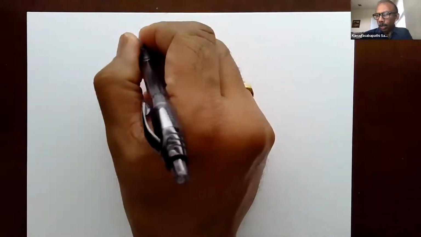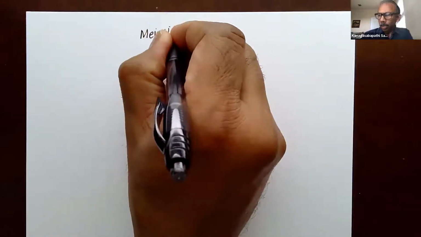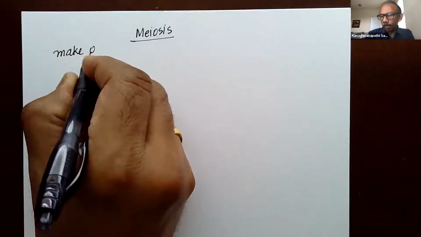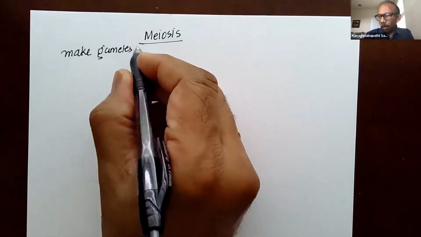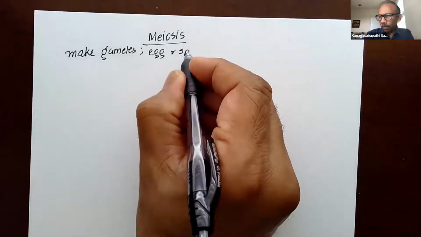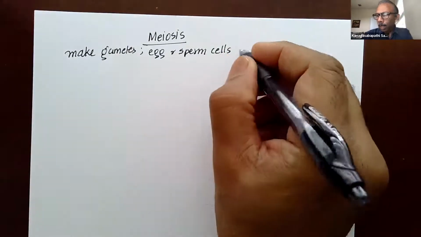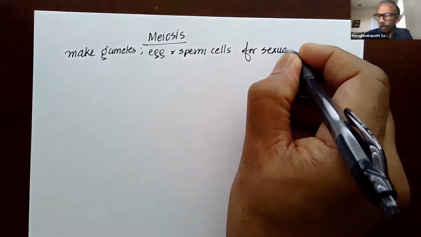So meiosis is essential to make gametes. The gametes are the egg and sperm cells needed for sexual reproduction.